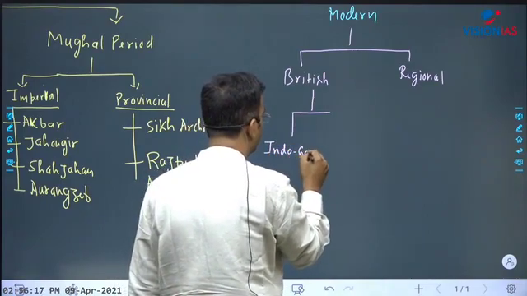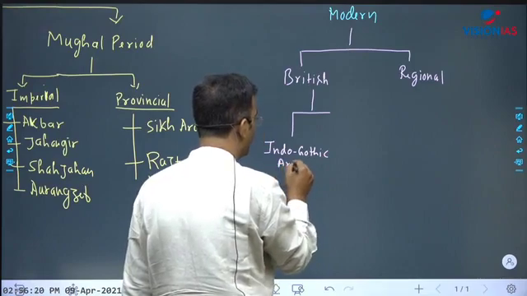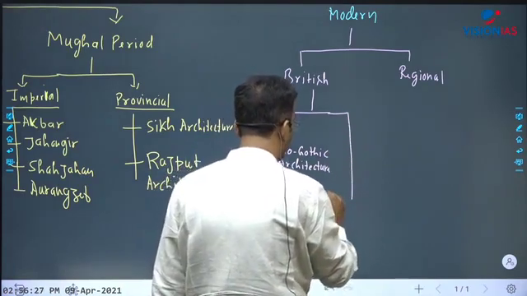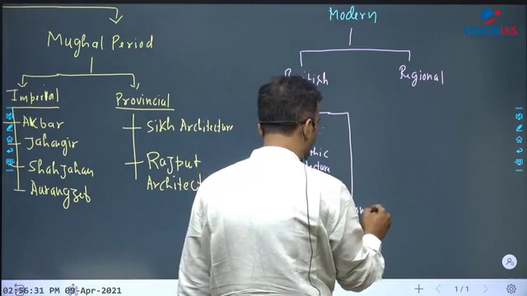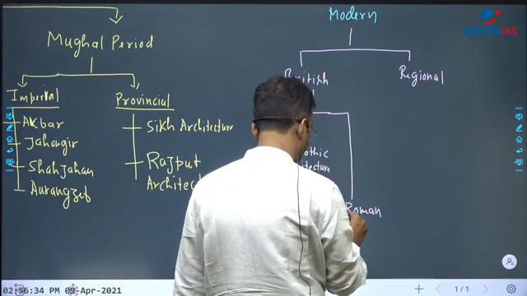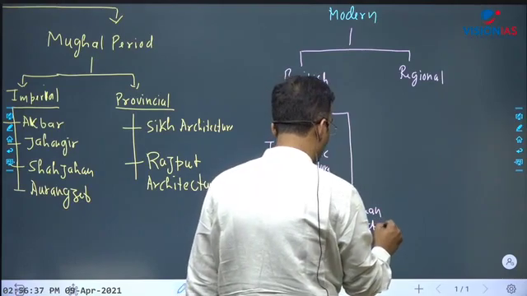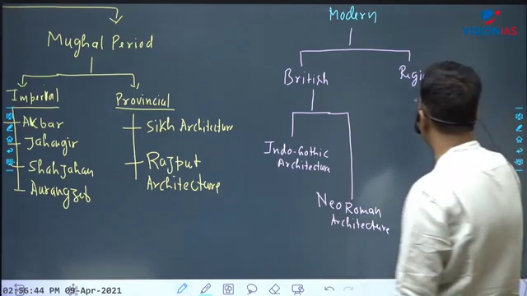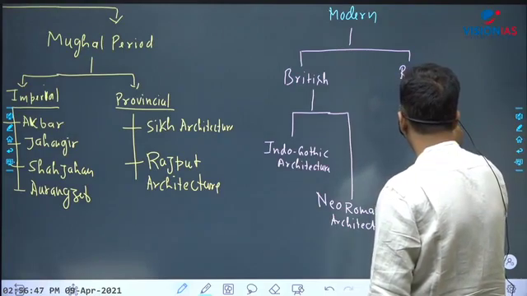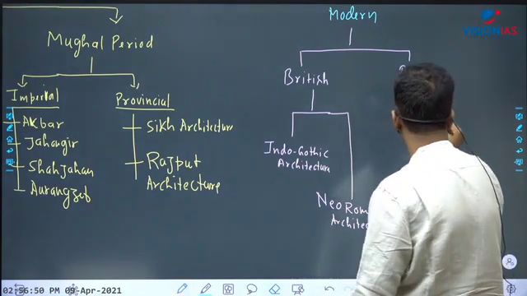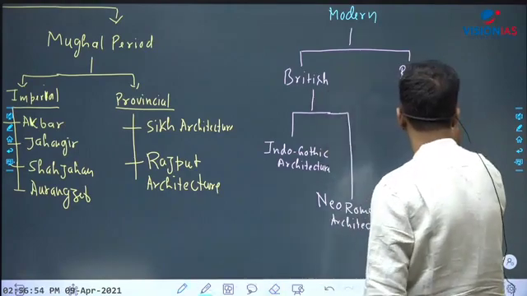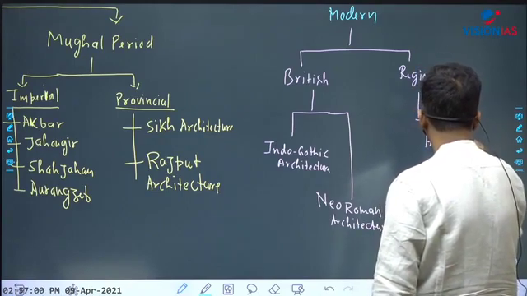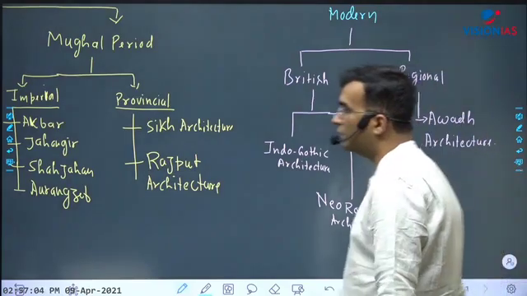Indo-Gothic architecture, and the second one would be the Neo-Roman architecture. So there would be two styles in the British, that is Indo-Gothic and Neo-Roman. And in regional, there is only one which we are going to read, that is the Awadh architecture. So these are the topics that we are going to see.